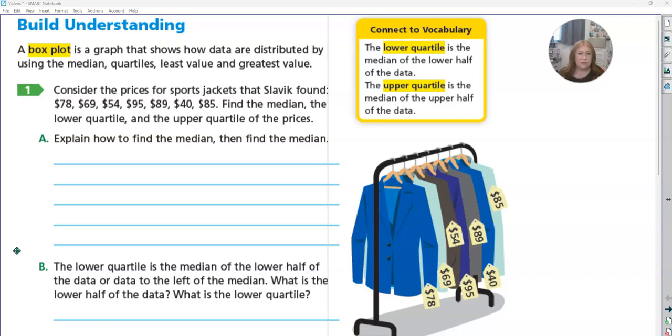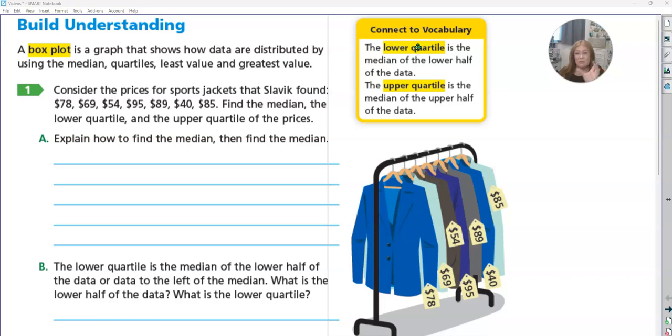For 16.2 task 1, we are going to be working on box plots. A box plot is a graph that shows how the data is distributed, how it is spread out, and it uses 4 quadrants, or quartiles, to do that. Quarter means 4, so we're breaking it up into 4 different sections. So we have the median, the quartiles, the lowest, and the biggest values.